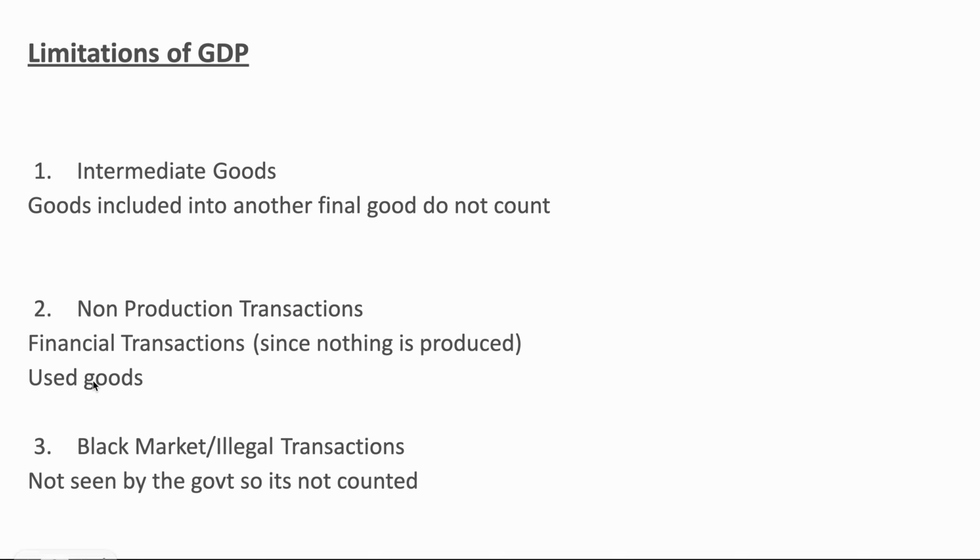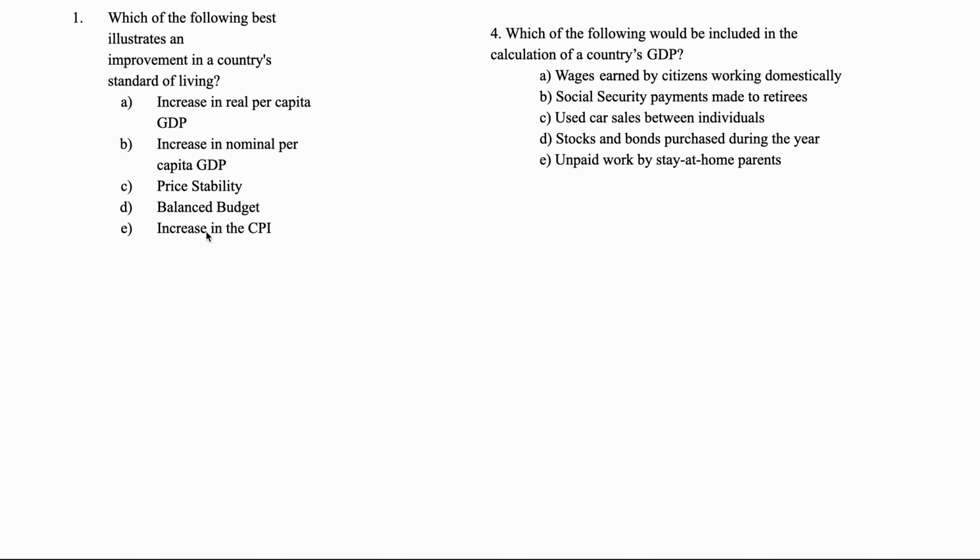So buying a used car, that doesn't benefit the economy because it's already counted towards the GDP maybe in a previous year. And then finally, the black market or illegal transactions don't count because the government can't really see it. They can't actually determine how much is going on there, so we don't count any of that. So here's two different questions. Pause the video and try to answer them.